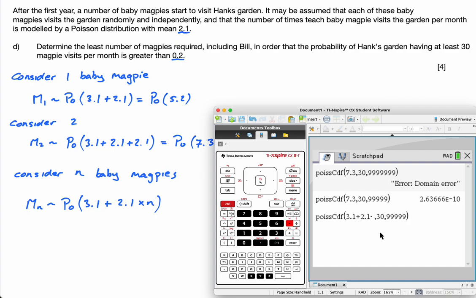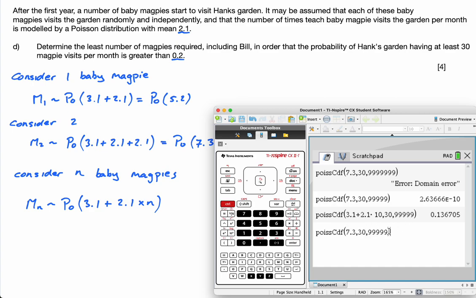Now, what would be a good guess? How many baby magpies would we need for it to be likely that 30 would come? Well, let's try 10. I genuinely don't know the answer here. I'm just going to go with 10. Each baby is coming at an average of 2.1, which is about twice a month. So if there were 10 magpies, that's 20 a month. Bill is going to come 3 times a month. Probably too low, but let's try it. Okay, 0.136705. It is too low, but at least that gives me something to work with.